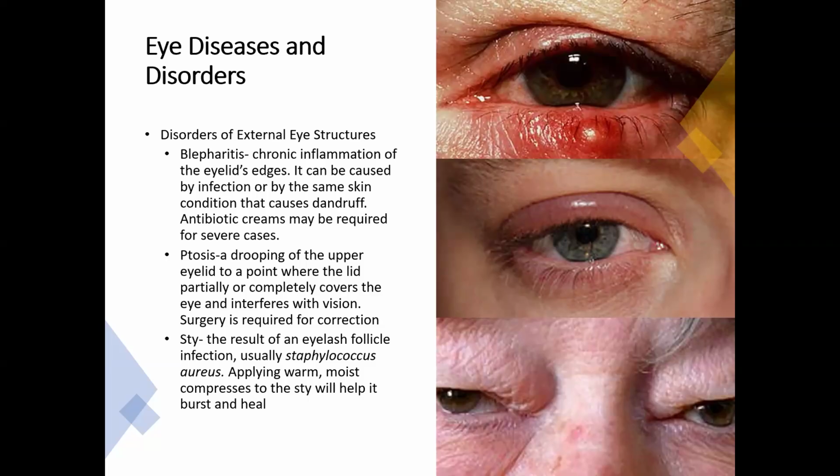Ptosis is drooping of the upper eyelid to a point where the lid partially or completely covers the eye and interferes with vision. Surgery is often required for this correction so the patient can still see. A sty is the result of an eyelash follicle infection, usually caused by the Staph aureus virus or bacteria. Applying a warm, moist compress will help the sty to burst and then it can heal.